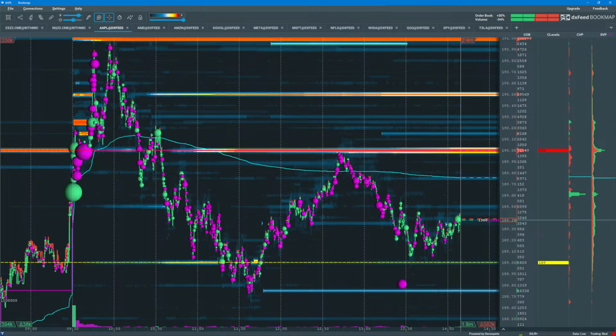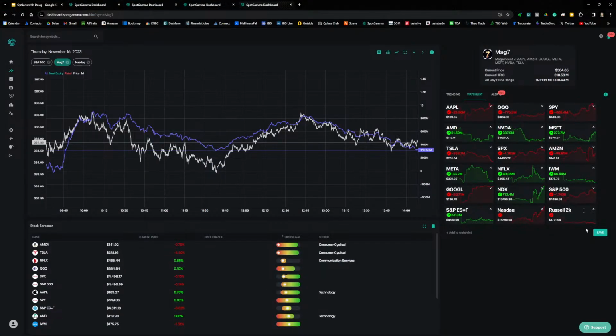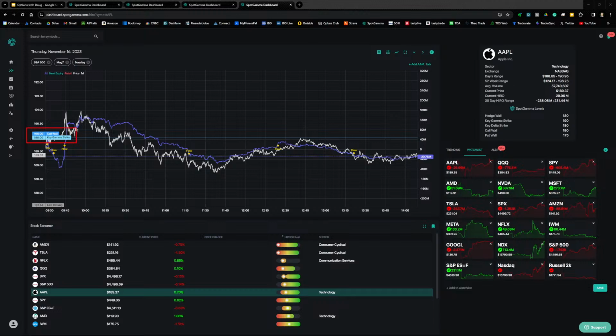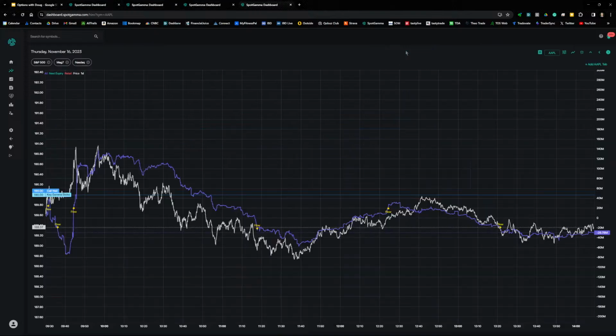Note for Apple, let me grab Hero for Apple. Note Hero is showing this 190 level as the call wall, key gamma strike. And price did breach that level. Apple did breach that level and then move lower.